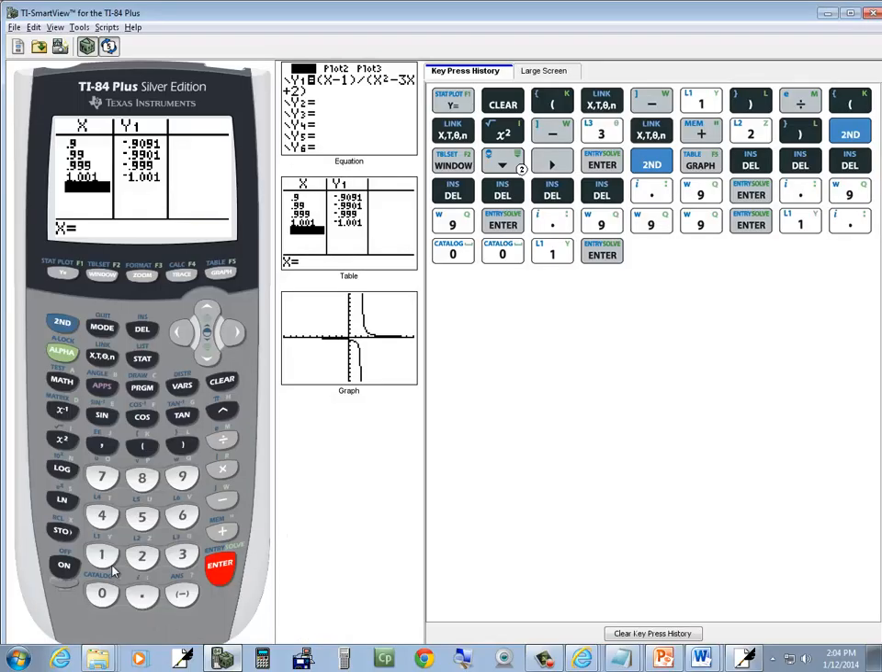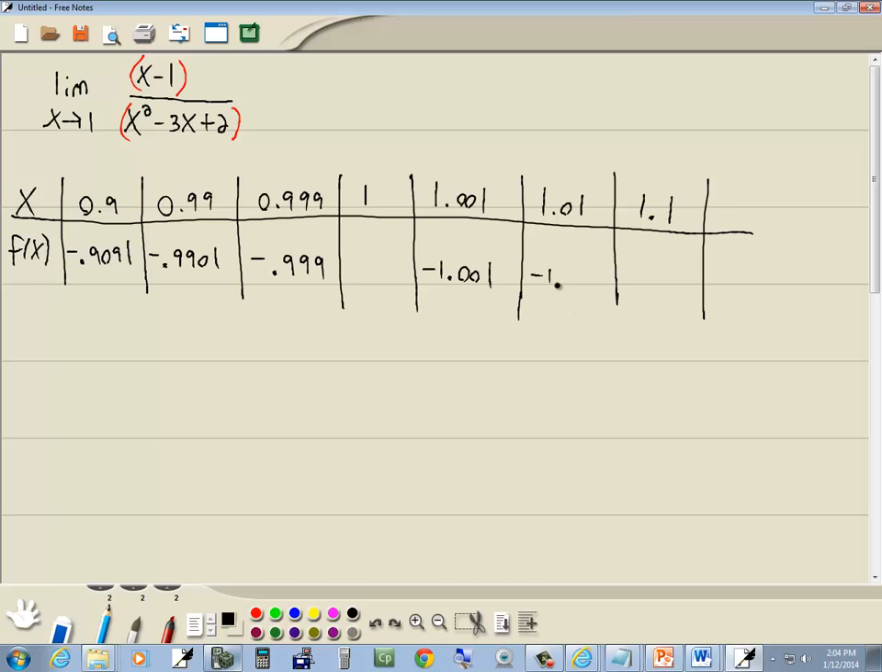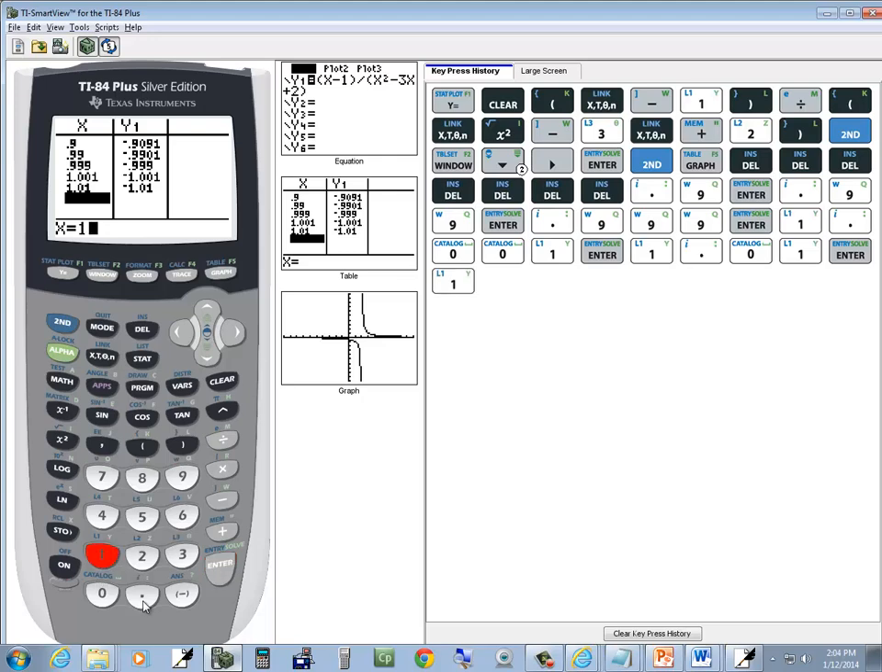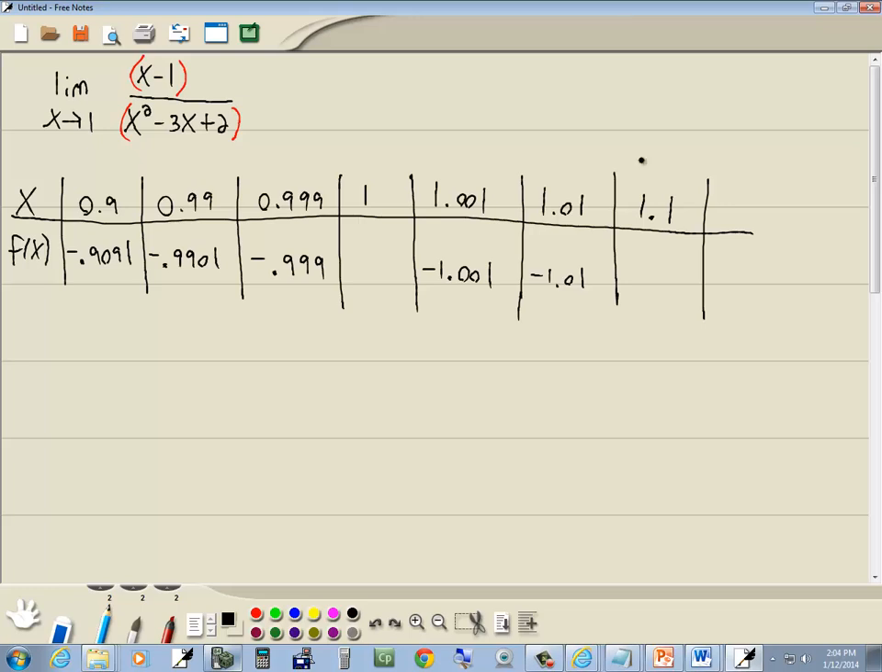And 1.01, it's our next x value. And that gives us negative 1.01. And then 1.1, enter. And that gives us negative 1 point and then 3 ones.